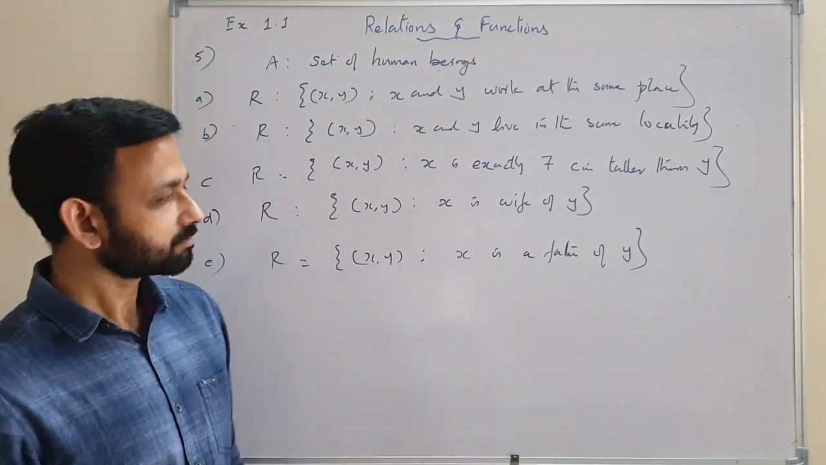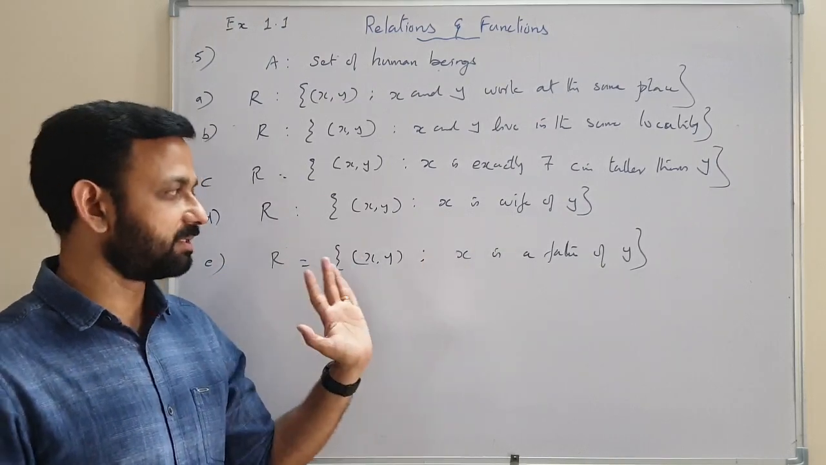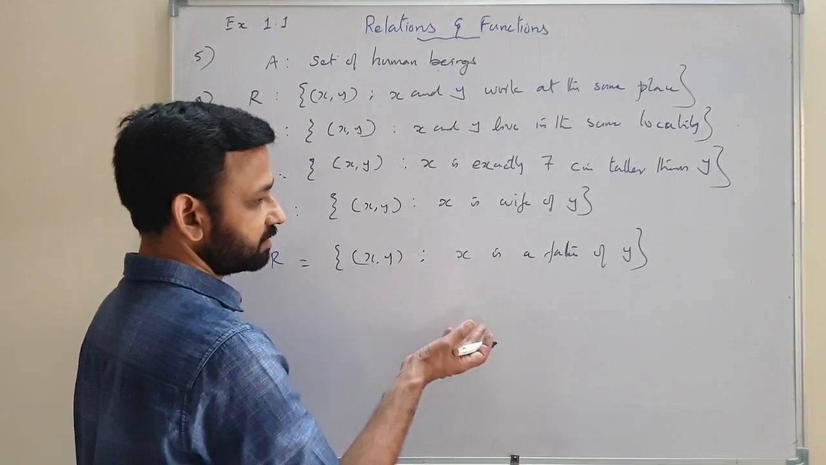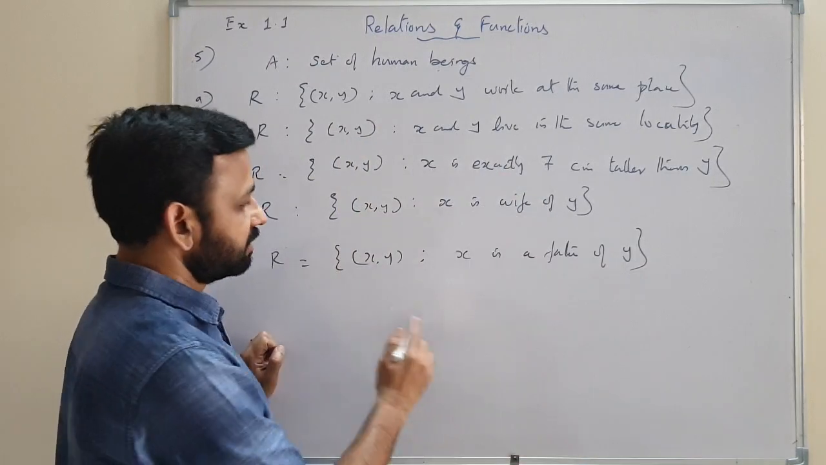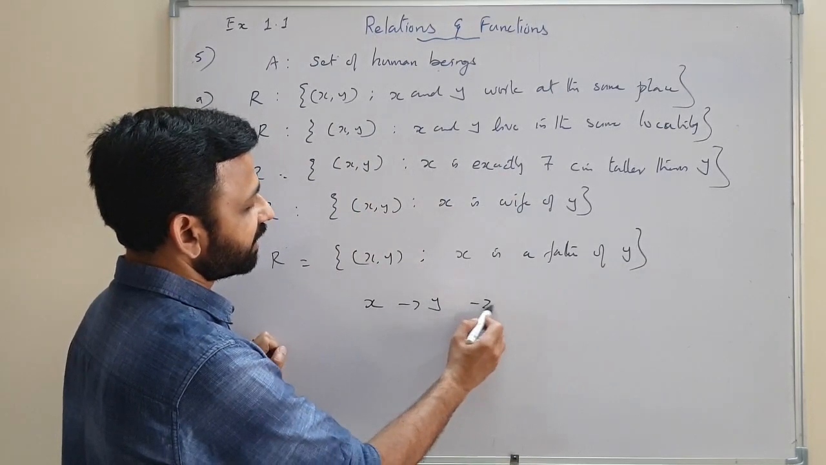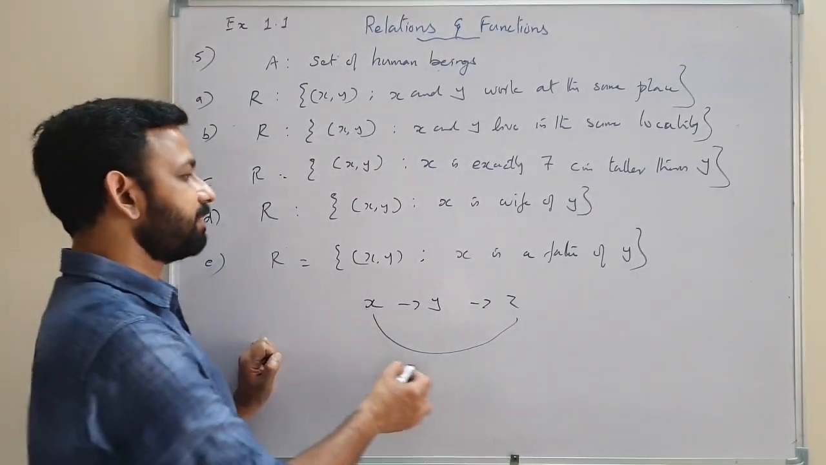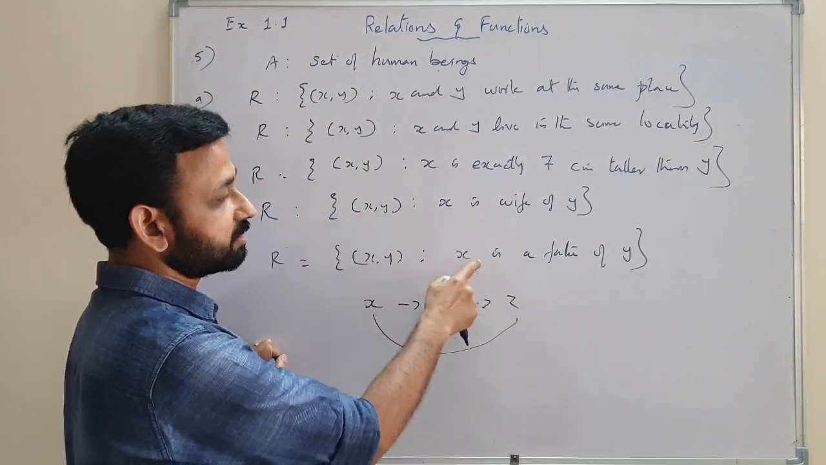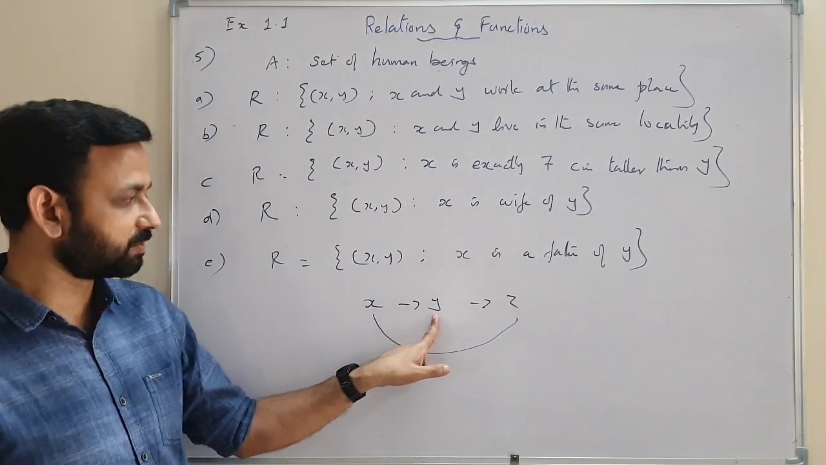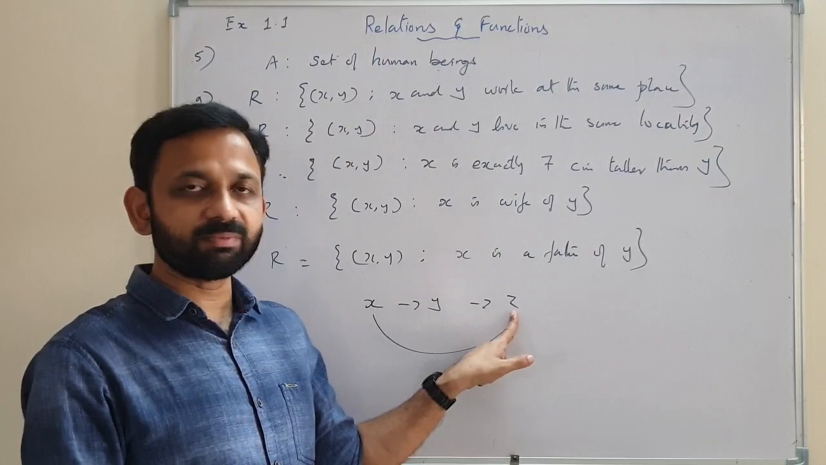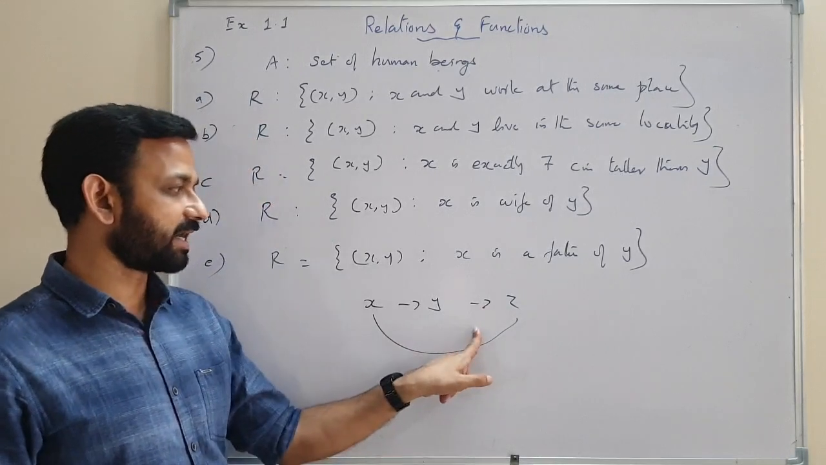Then transitive. If x is a father of y and y is a father of z, that is possible. Then x is the grandfather of z. So x cannot be father of z. So this is not a transitive, but here we have second pair. X is a father of y, possible. Y is a father of z, that is also possible. But x cannot be father of z because x will be grandfather of z. So this is not a transitive.